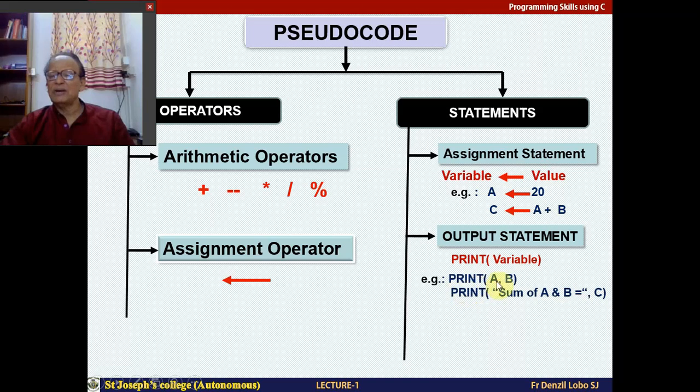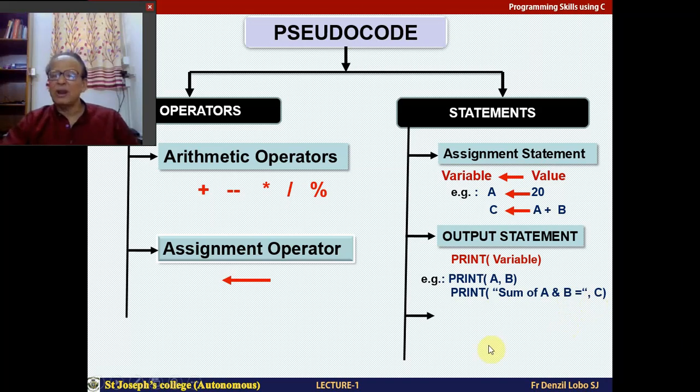For example, here, print A and B. Suppose A contains 20 and B contains 30, it will print 20 and 30. Or here, print sum of A and B equal to, in inverted commas, that will be printed as such. It is not going to be changed. Comma C. C is the sum of A and B. If A is 20 and B is 30, C is going to contain 50, and 50 will be printed. That is the output statement.